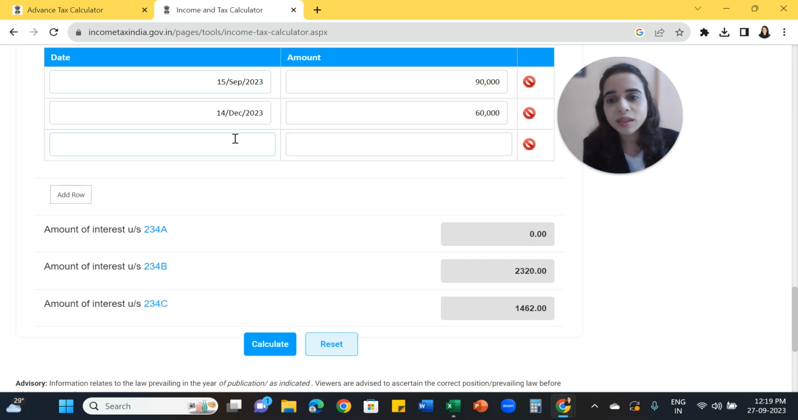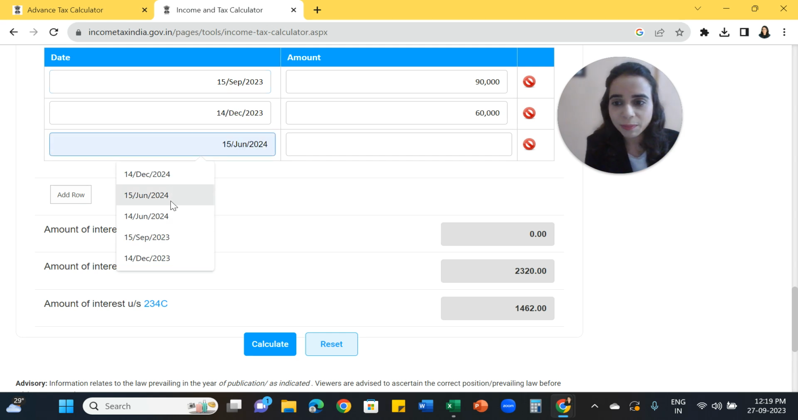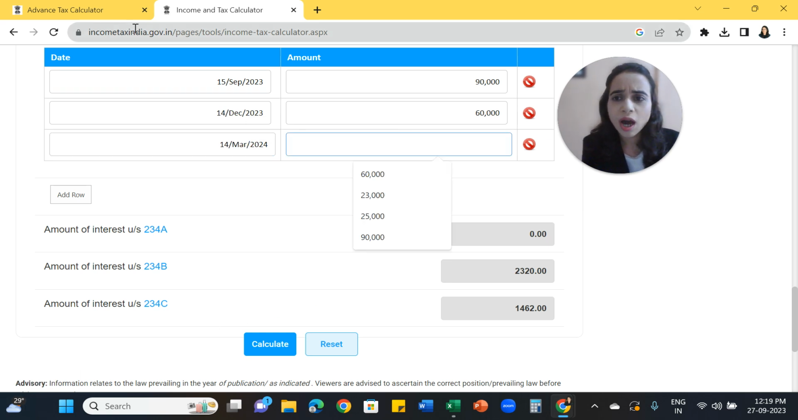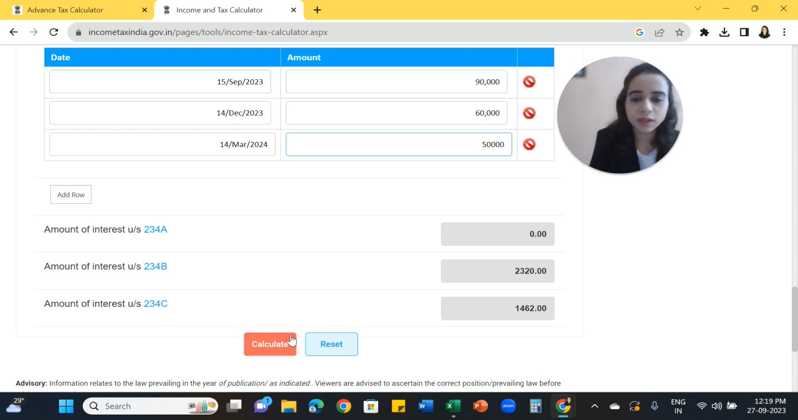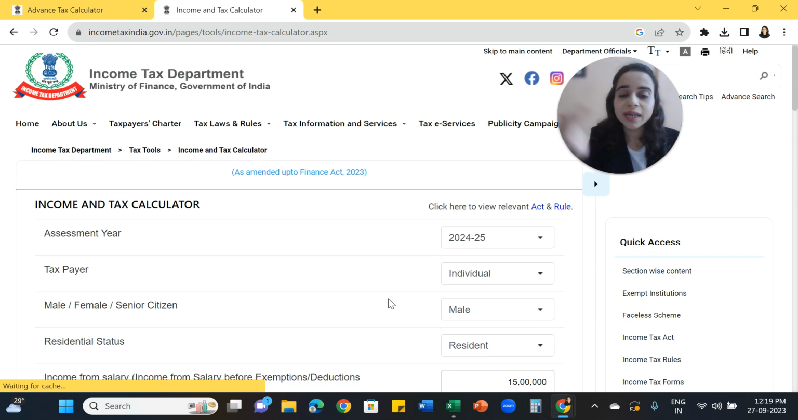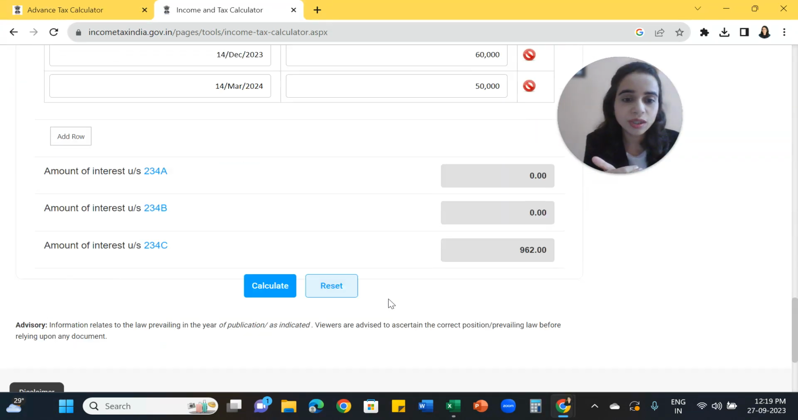And what if I pay all the installments on time? What if I pay the last one on March 24? How much am I supposed to pay? 52,000. So let's say I am paying 50,000, not the full amount, and I'll say calculate. So you will see the interest amount has come down to just 962. So that is how beneficial it is. If you pay your advance tax on time, you will save a lot on interest amounts.